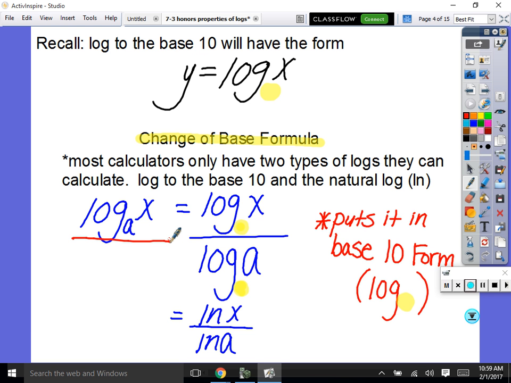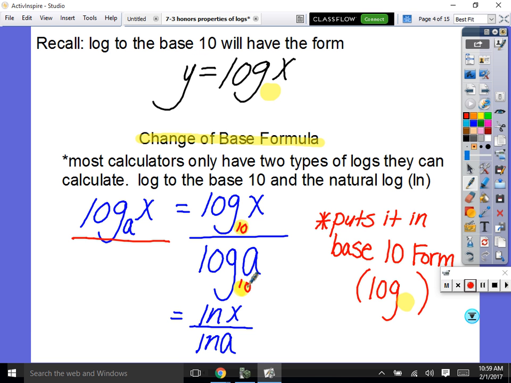And now we can type it into our calculator because it's base 10. So you can type into your calculator log of this divided by log of that, and you will get it right. That also is true for ln. If you have a log, you can rewrite it as a natural log. So instead of writing it as a log, you can write ln of x divided by ln of a, and you'll get the same answer. Your calculator will give you the same answer.